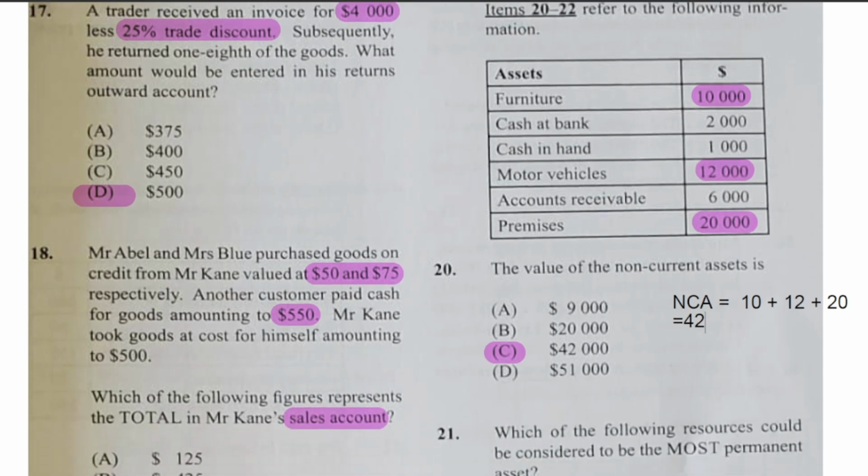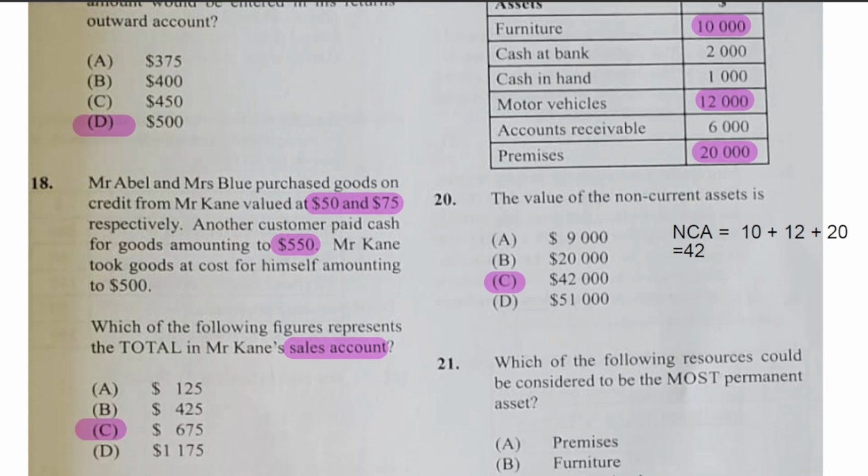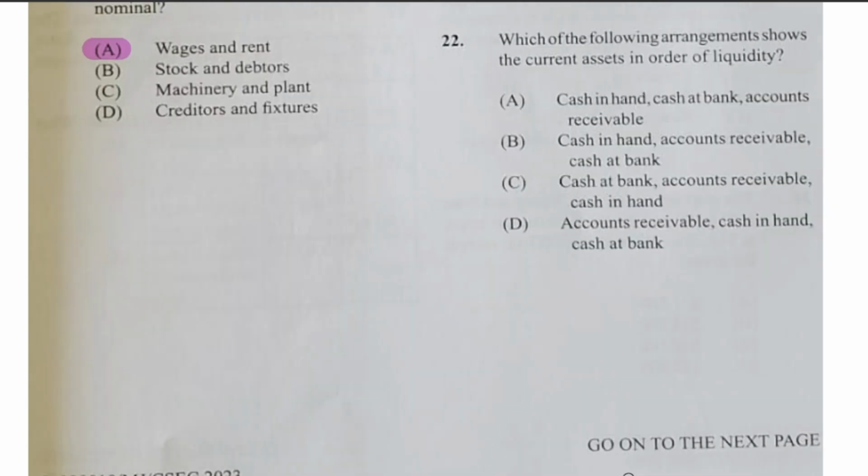Which of the following resources could be considered to be the most permanent asset? The most permanent is the non-current asset that will last the longest period of time, and that would be premises. Cash at bank is definitely a current asset. We have furniture and motor vehicle. We should believe that a house and land will last longer than these two.